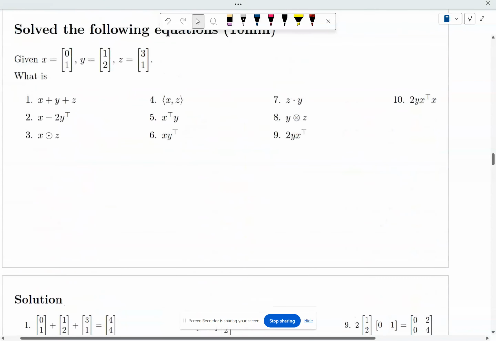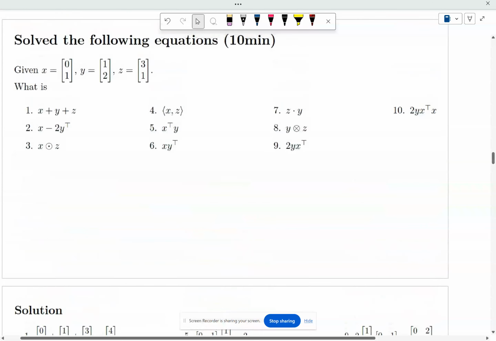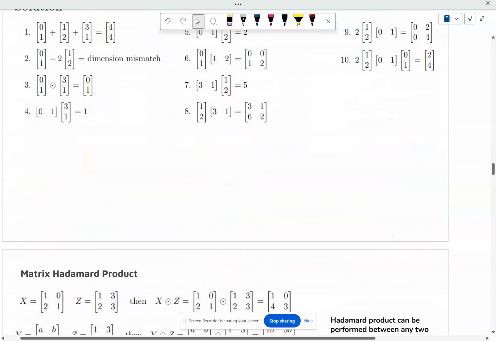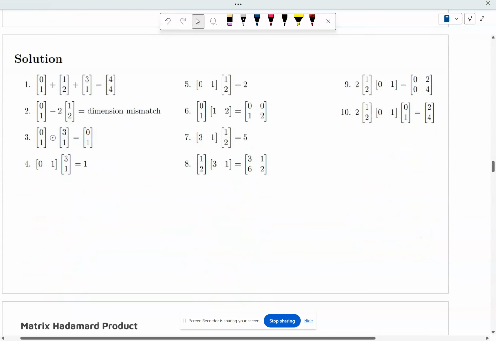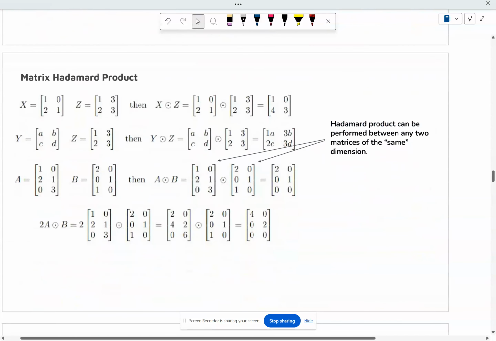I wrote the solution out for you for each one of these, so you can go and double check if what you've done makes sense. So these are the solutions. Okay, so now let's continue with products, multiplication. We talked about multiplication between vectors, but now what about multiplication between matrices?